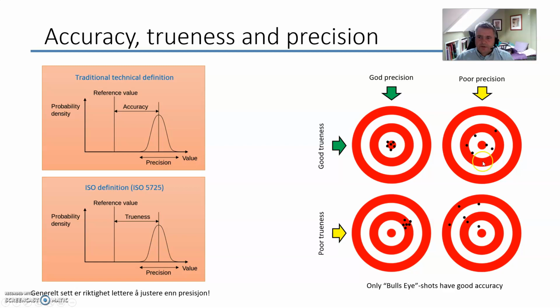You have good trueness here, but your shots are spread because of the poor precision. But the average is somewhere about in the bullseye. Here, the average is up in the corner, and the precision is not good either because the shots are spread all over the place.